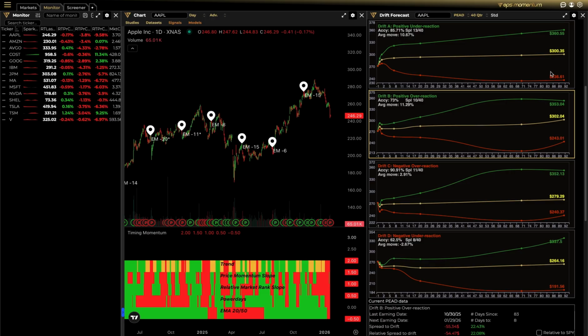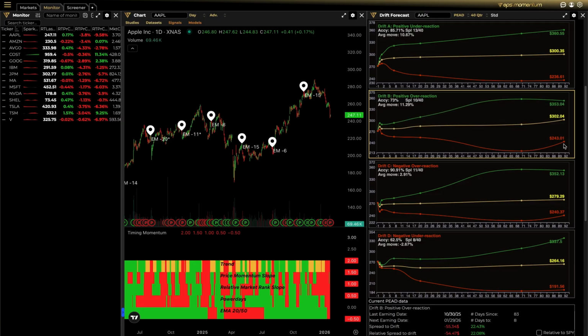The tool also measures how reliable this cone is. In this case, Drift A has an accuracy of 85.71%. That means that historically, when Apple was in this exact drift scenario, price stayed inside this projected range more than 85% of the time.